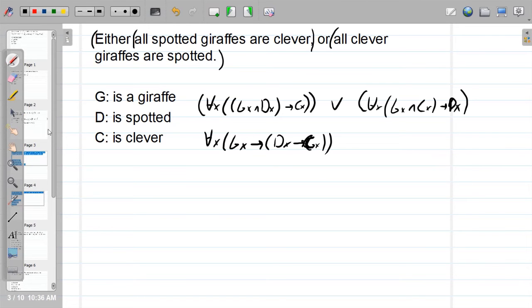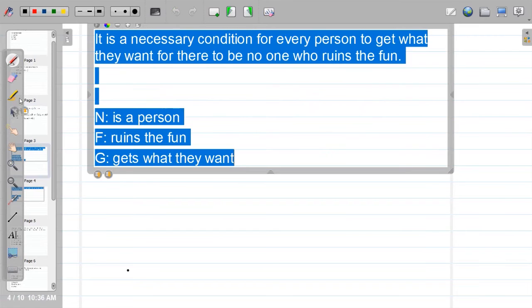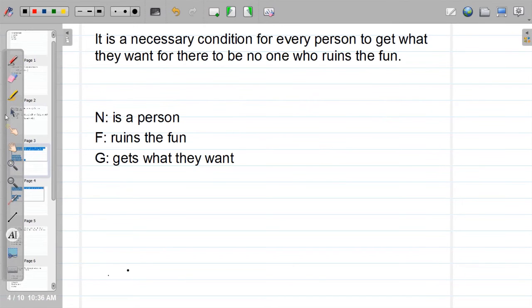All right, let's do another. There we go. Okay. It is a necessary condition for every person to get what they want for there to be no one who ruins the fun. This is an axiom of economics, I think.